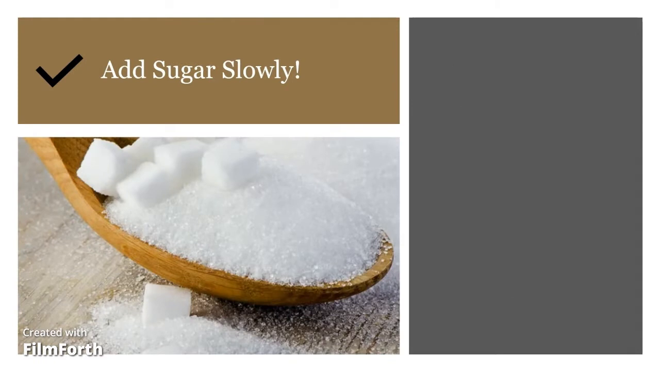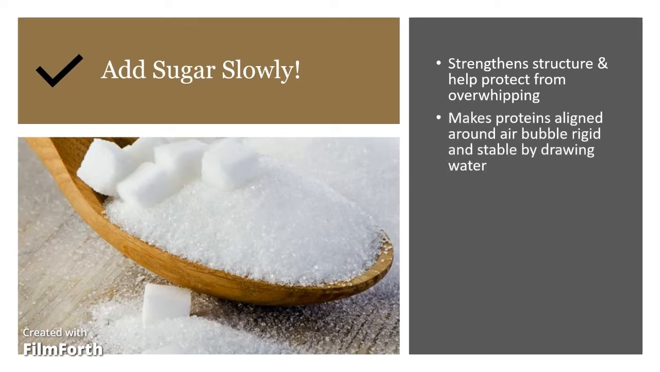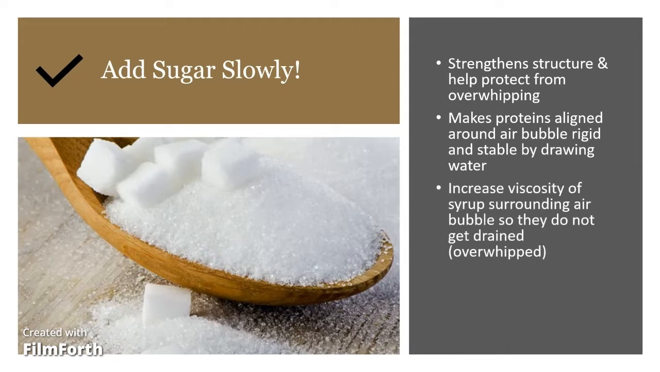Another tip is to slowly add sugar at the formation of soft peaks. Sugar stabilizes the foam as it draws water and dissolves, making the protein network around the air bubble rigid and stable. It also increases the viscosity of the water surrounding air bubbles so that they do not get drained and cause over-whipping. However, sugar should not be added at the start as it will make it difficult for the proteins to denature and cause smaller air bubbles to be formed, resulting in a finer and denser foam.